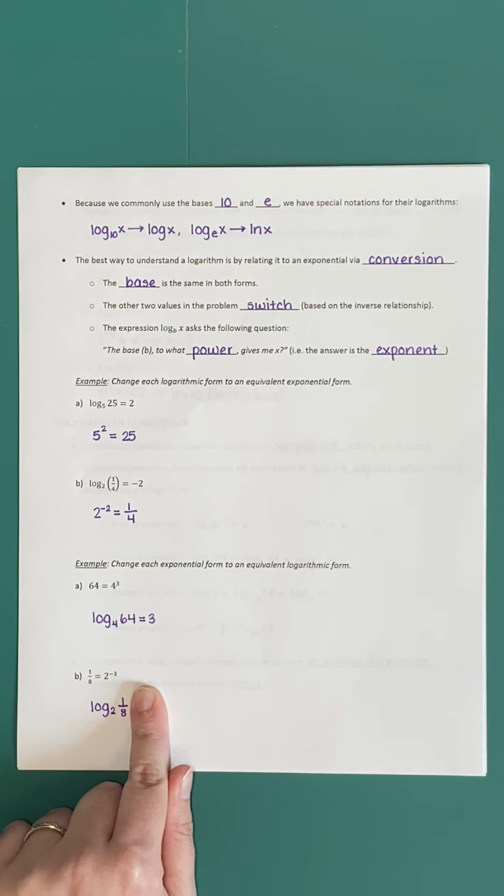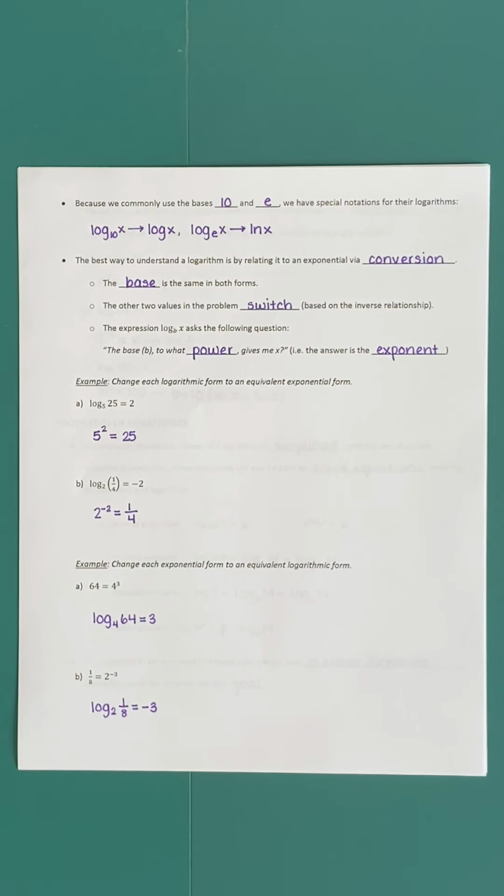2 to what power is equal to 1/8? 2 to the negative 3 power is equal to 1/8. So hopefully seeing the conversion makes it a little bit more sense. Again, a logarithm is typically a little bit mysterious the first time you see it because it doesn't represent an actual algebraic operation.